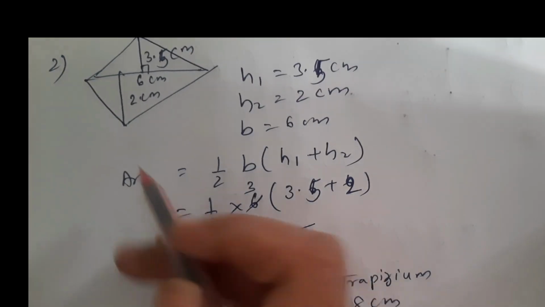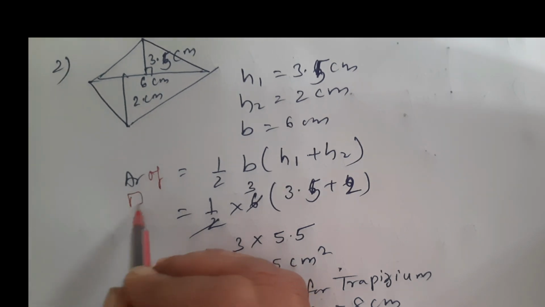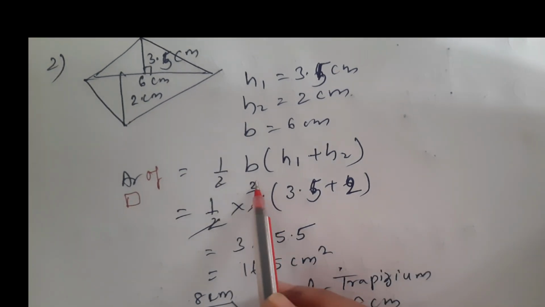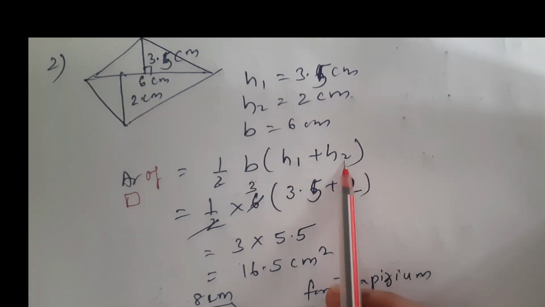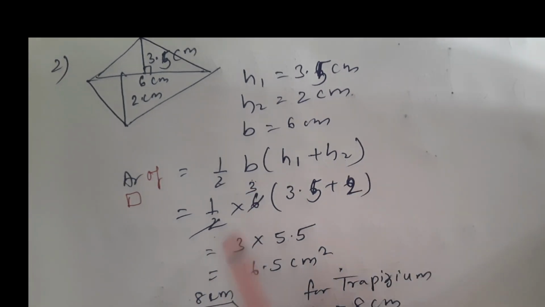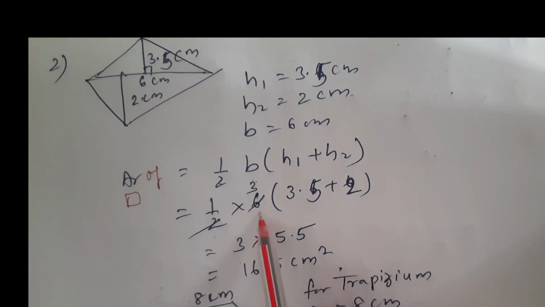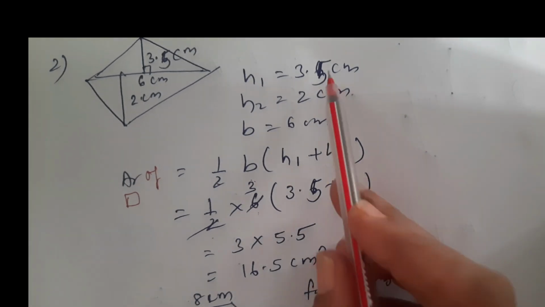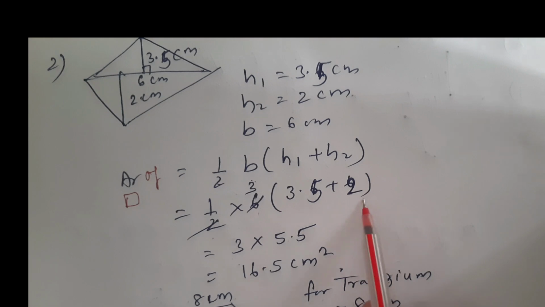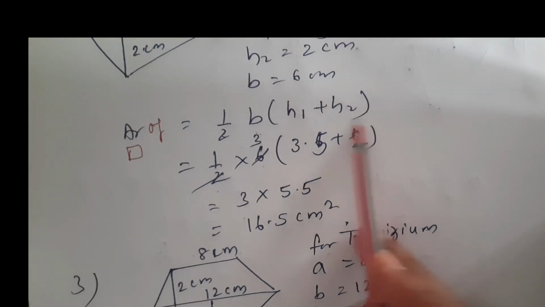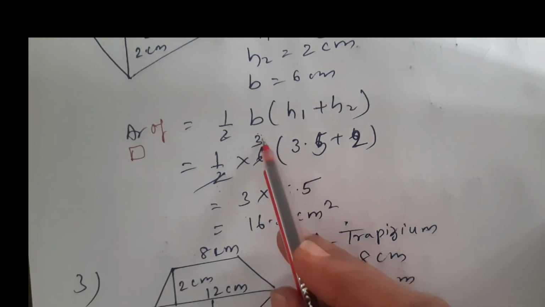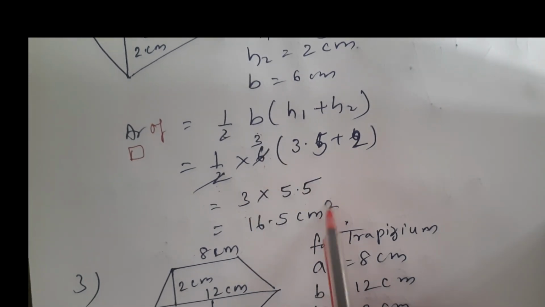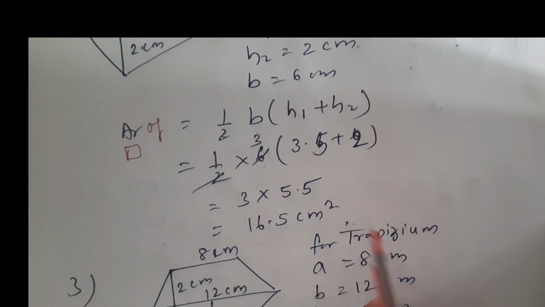Now to find the area of the figure, or we can write area of quadrilateral, half, as I told, base is common, so I took base common and both the heights together, h1 plus h2. Half, base is 6, so replace base with 6 and heights are 3.5 and 2. So here 3.5 plus 2. Now adding 3.5 and 2 we get 5.5, and here I cancel 6 with 2, thus it is 3. Multiply 3 with 5.5, so the final answer is 16.5 centimeter square. So this is the area of the quadrilateral.